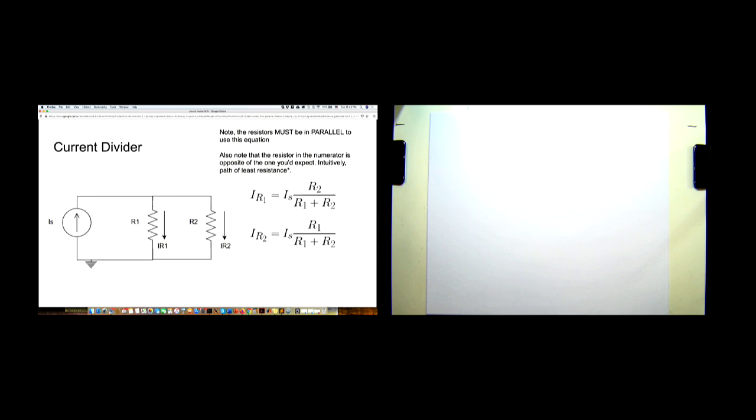Then, moving on, the current divider is the dual of this circuit, where you have kind of an inverse relation. Now IR1 is Is times R2 over R1 plus R2, so you use R2 to calculate IR1, and IR2 is Is times R1 over R1 plus R2. This is intuitively because the current follows the path of least resistance, and you can also analyze the circuit by finding the equivalent resistance, figuring out what the voltage is at the top node, and dividing by the resistance.